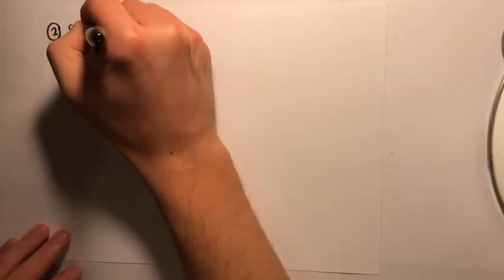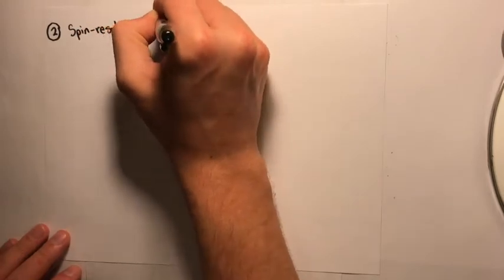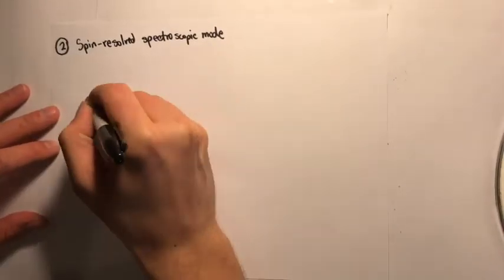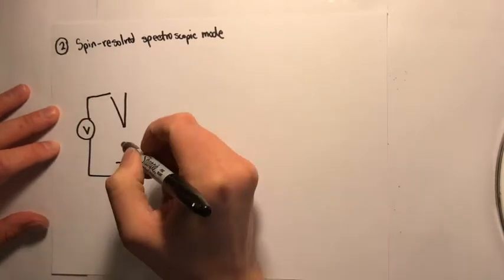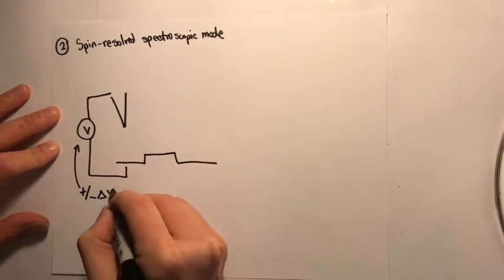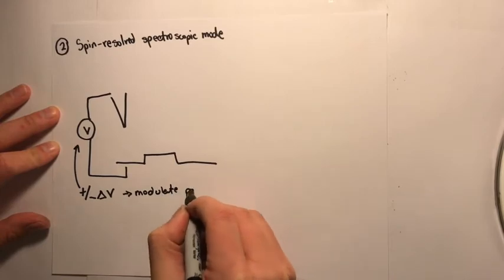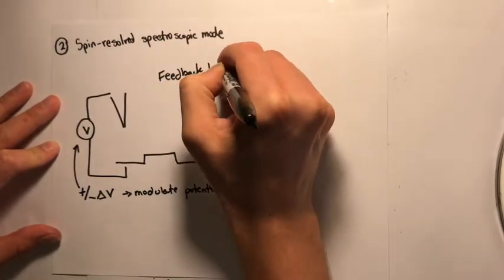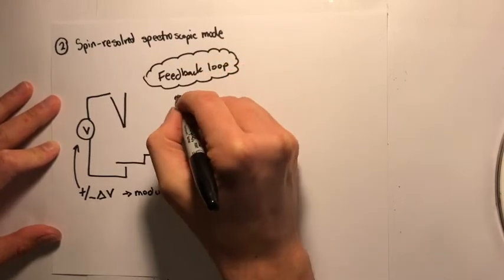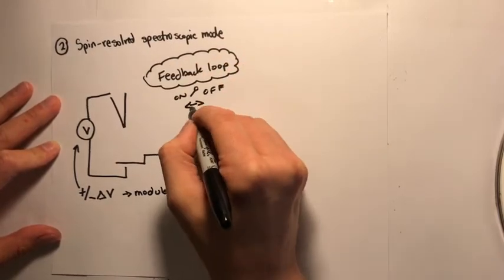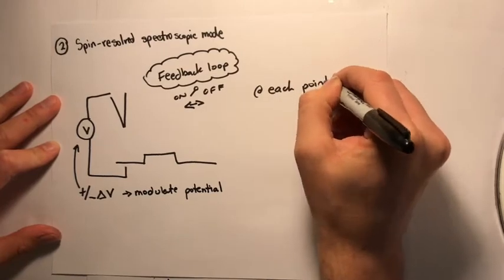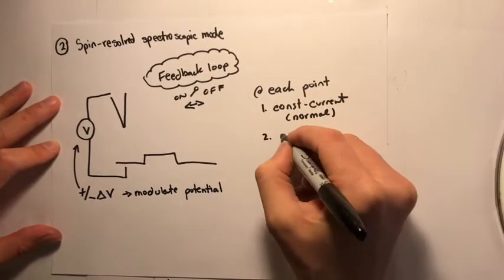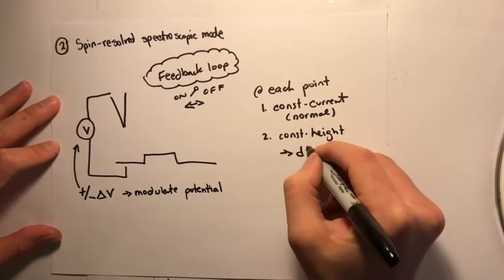So if you don't have a perfectly flat or small sample, you might consider using method 2, which is called spin-resolved spectroscopic mode. In this mode, you basically operate the STM as a regular STM at every point, and then also as a magnetic STM at every point, by modulating the potential. You scan normally using a regular constant voltage, and then at each point, you switch off the feedback loop that controls the height and then modulate the potential at every point and operate in a constant height mode.